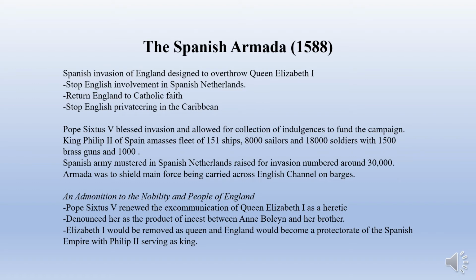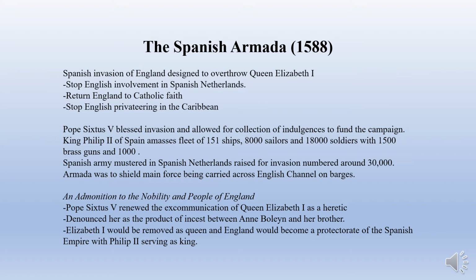Prior to this happening, by the way, Pope Sixtus V is going to publish what he called the Admonition to the Nobility and People of England. This is essentially his warning. He says, you need to remove Elizabeth yourself, or we're going to do it. So he warns them of the Spanish invasion.